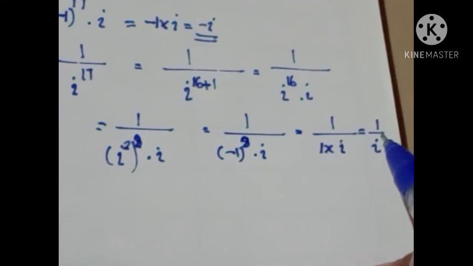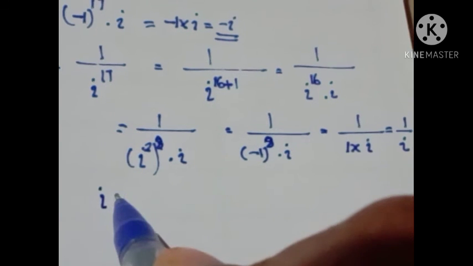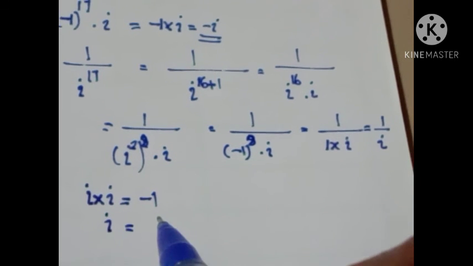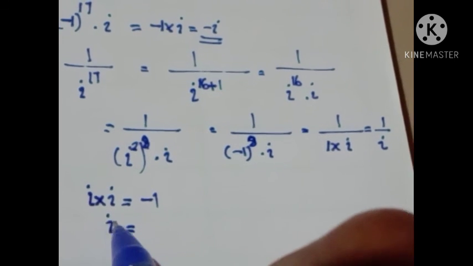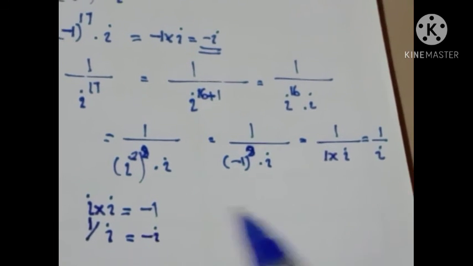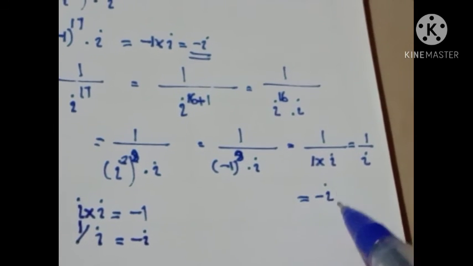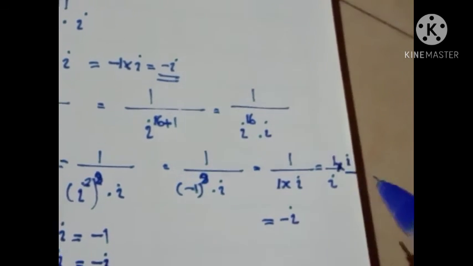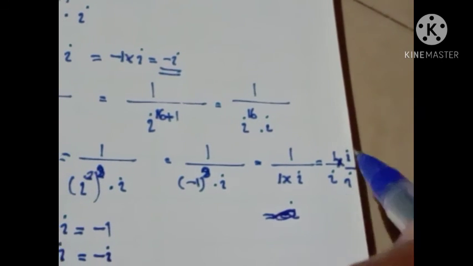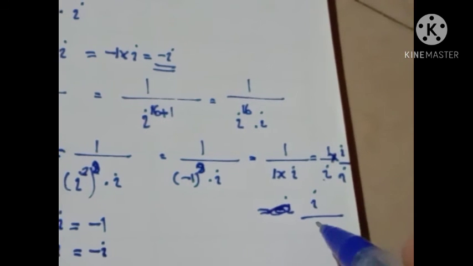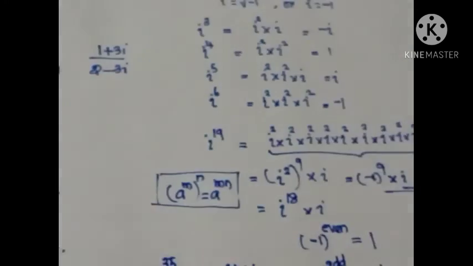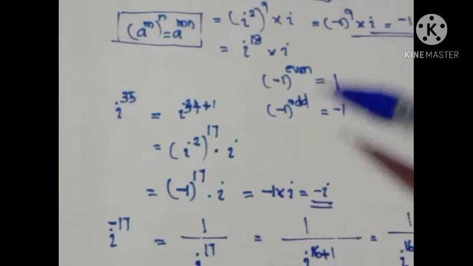Now this 1 by i can be simplified. i square, that is i into i, gives minus 1. So 1 by i gives what? Minus i. So this can be written as minus i. Or you have to multiply i on numerator and denominator. So this becomes 1 into i by i into i square. i square is minus 1. It gives minus i. So in this manner we can find all the powers of i. Some exercise questions are there. Go through it.